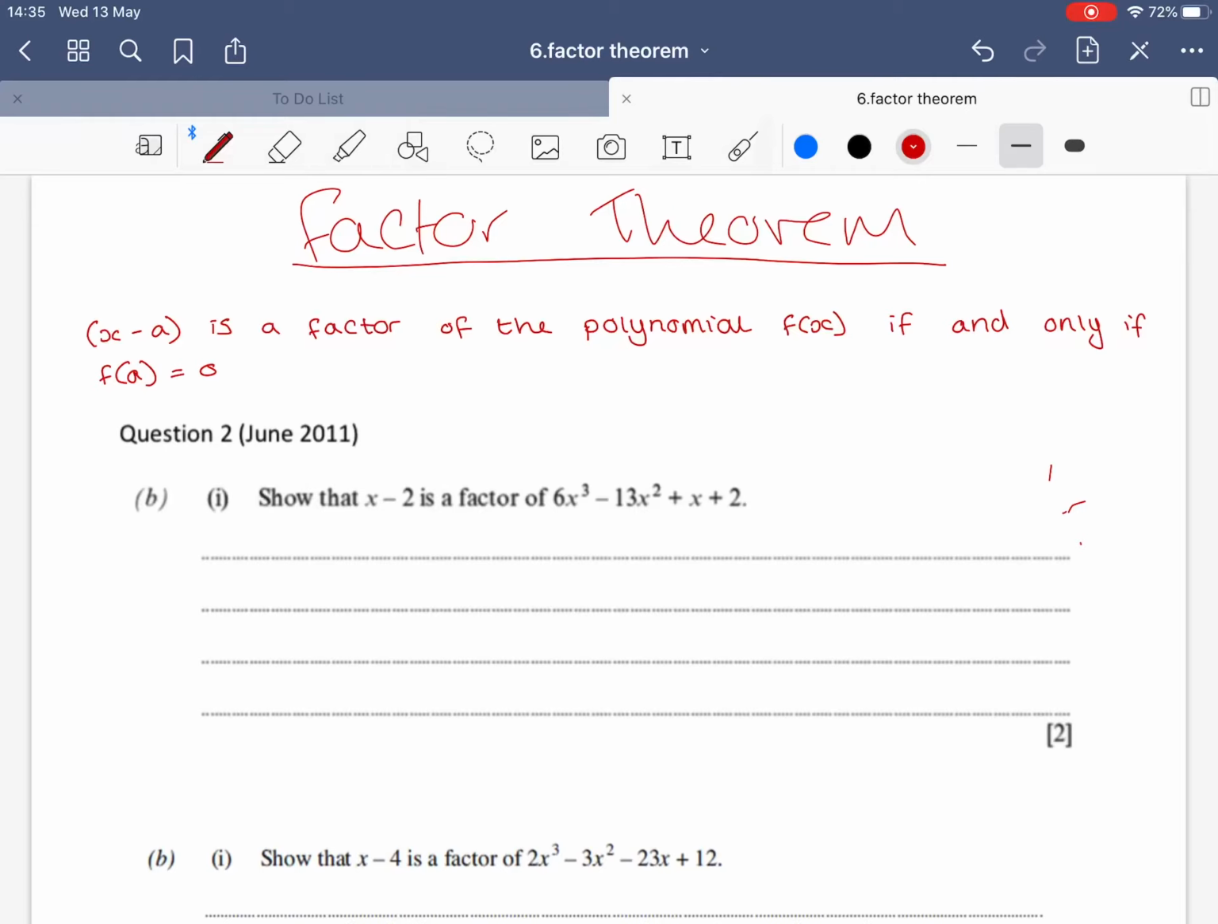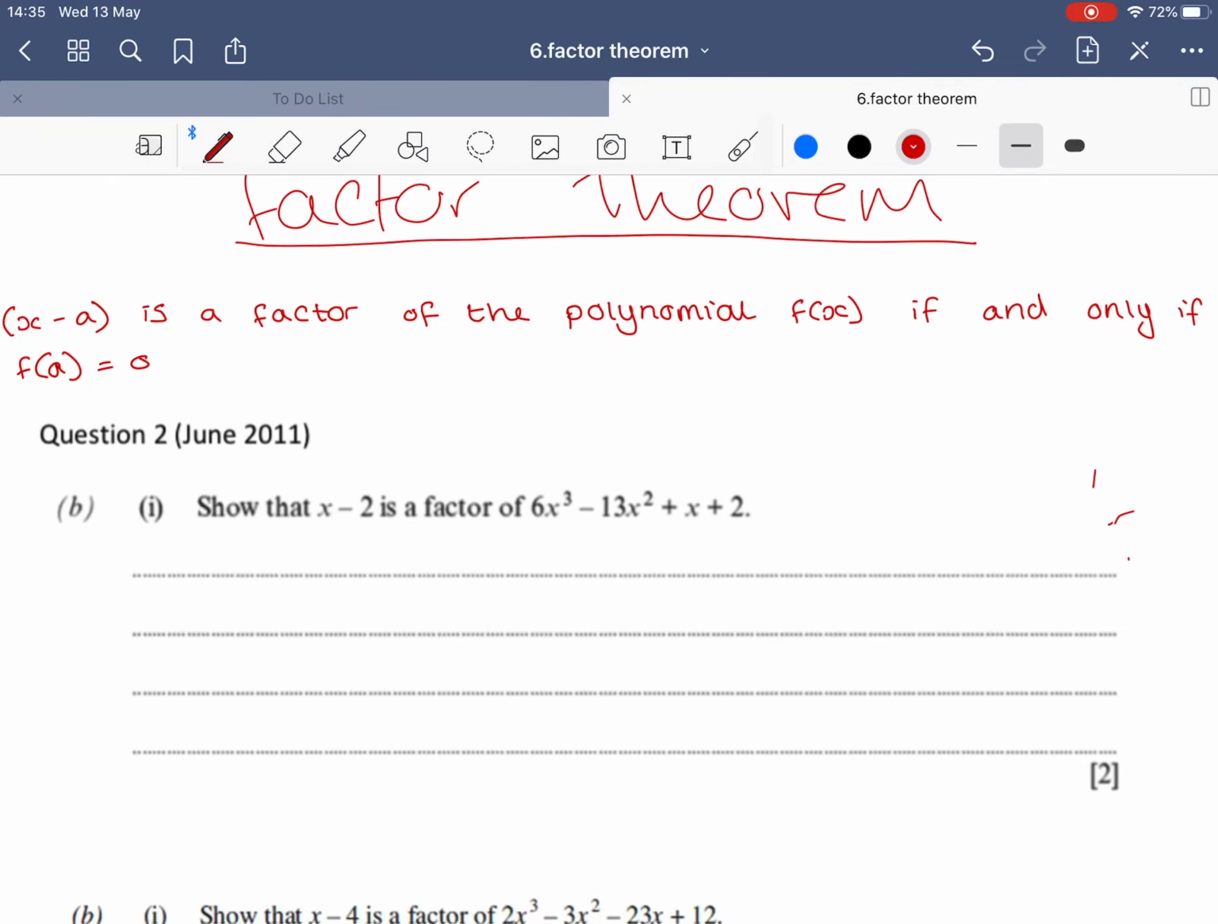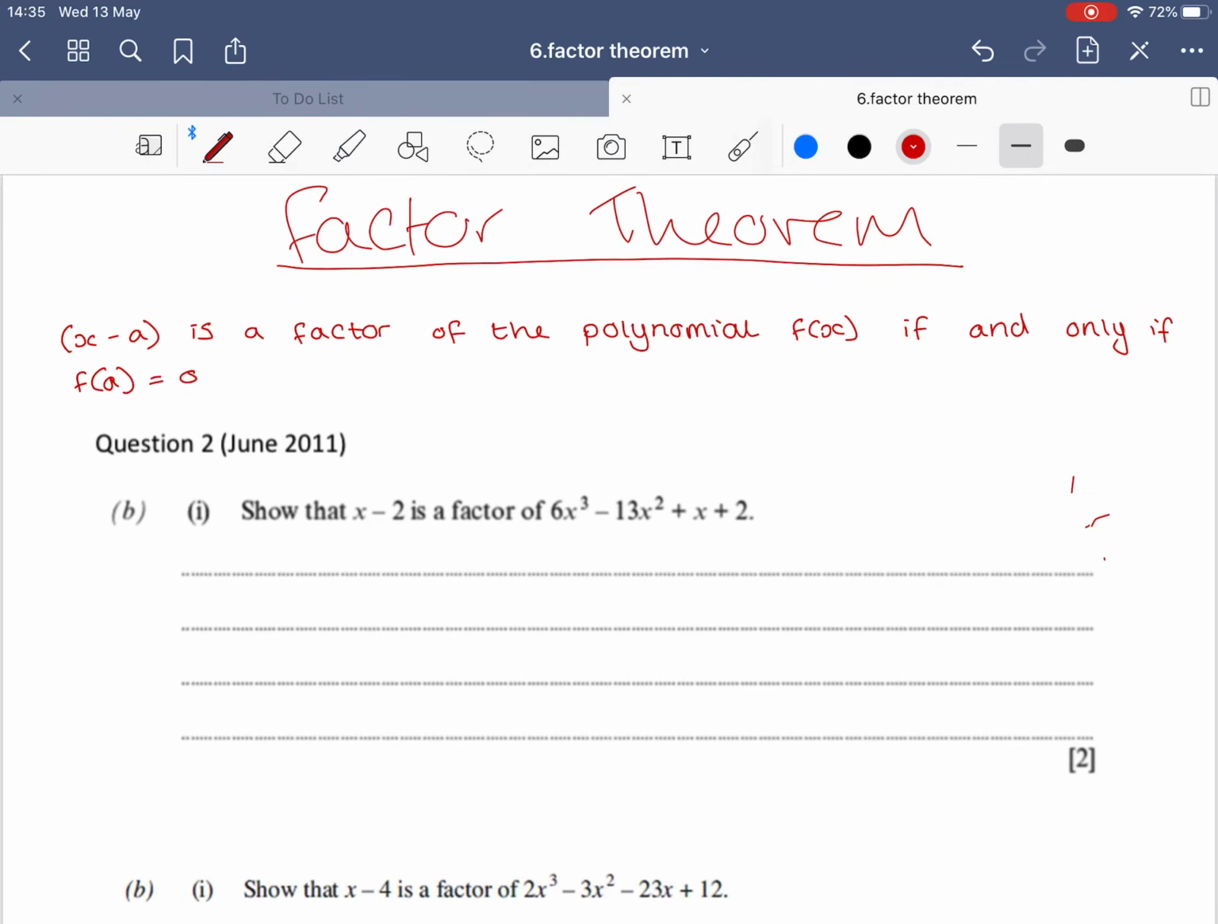Okay, this is a really short video on factor theorem. So basically, factor theorem states that x minus a is a factor of the polynomial f of x if and only if f of a equals 0.